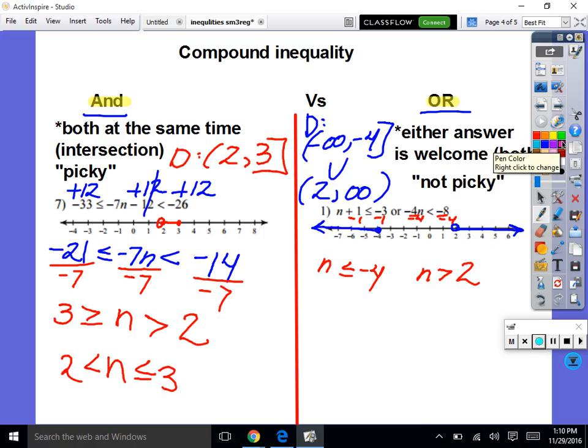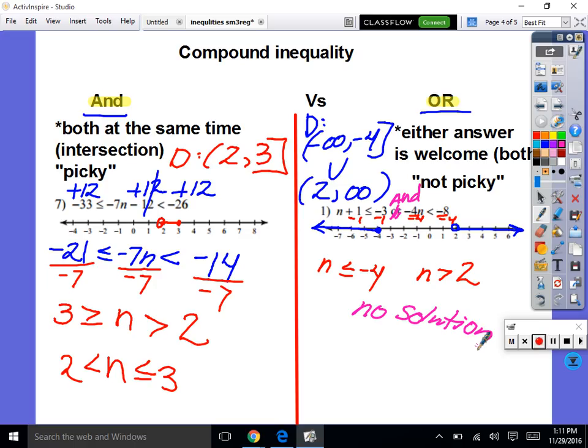I'm going to change the word or to and. We solve this. I graph them. And is picky, it has to be both at the same time, where they intersect. Do these ever intersect? No, so this would be an example of a no solution. Because there's nothing where they both, if that was and, does that make sense? They never intersect.